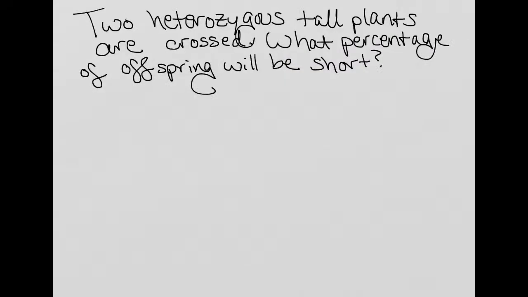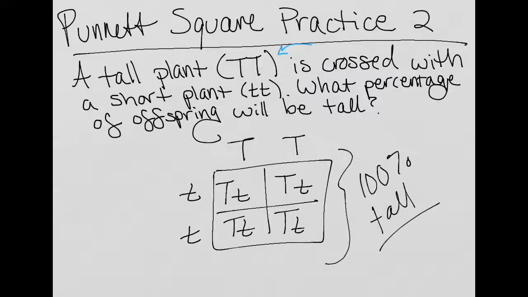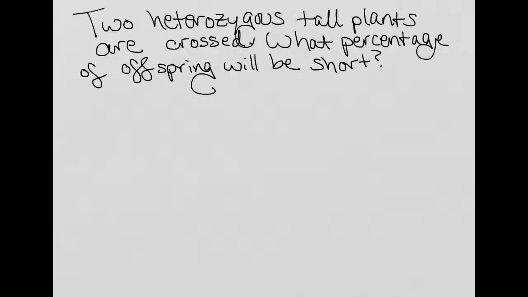Next one, 2 heterozygous tall plants are crossed. What percentage of offspring will be short? So 2 things. First of all, looking at the last problem, I already know that being tall is dominant. However, if I didn't know that, if I know that tall plants are heterozygous, and I know that all heterozygotes are the dominant trait, I know that tall is dominant. So I have 2 heterozygous tall plants, so that means I'm doing this cross.